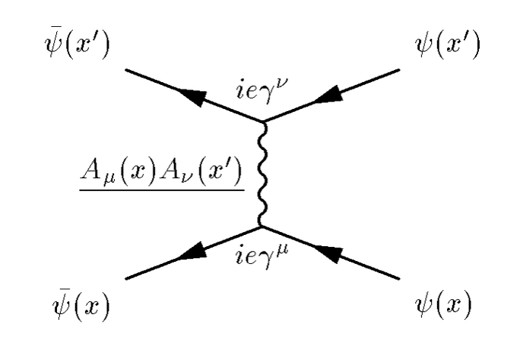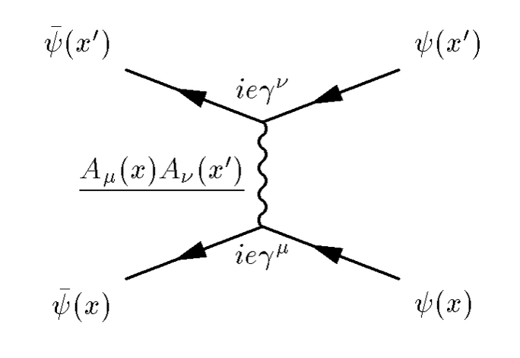Topic: loop order. A forest diagram is one where all the internal lines have momentum that is completely determined by the external lines and the condition that the incoming and outgoing momentum are equal at each vertex. The contribution of these diagrams is a product of propagators, without any integration. A tree diagram is a connected forest diagram.